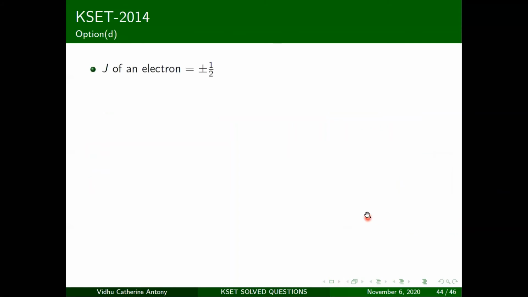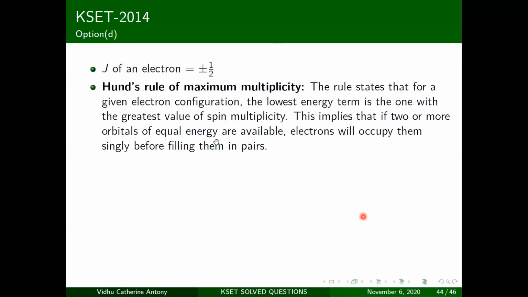So let's just look at this. What is the basic rule? Hund's rule of maximum multiplicity is used here, and I will tell you what multiplicity means later on. The rule states that for a given electronic configuration, the lowest energy term is the one with the greatest value of spin multiplicity. This implies that if 2 or more orbitals of equal energy are available, electrons will occupy them singly before filling them up in pairs. So the total J value that you have here is half into 6, which is equal to 3.